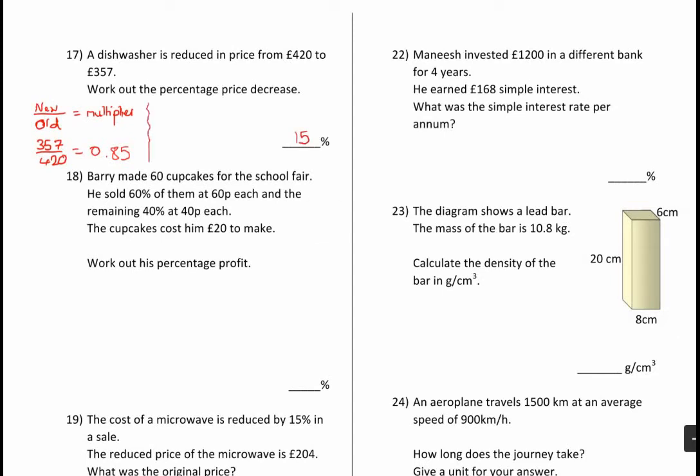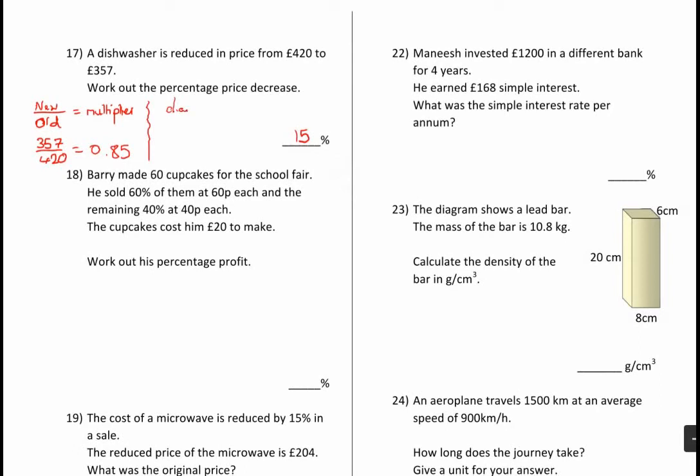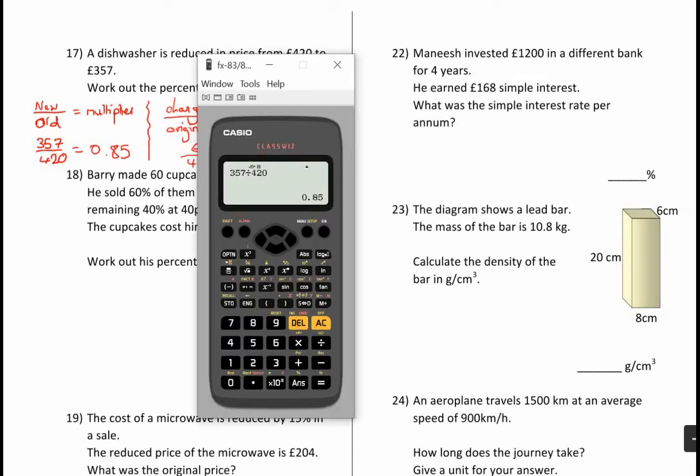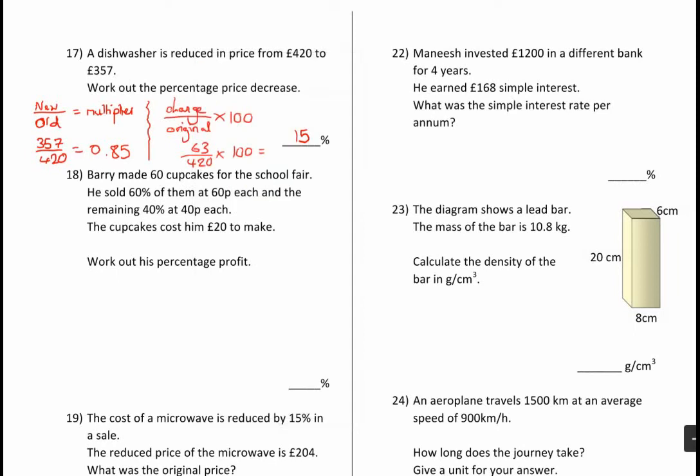The other way to do these questions is to actually figure out the change in price. So 420 minus 357 is £63. Let me just write down the method actually first. So change divided by original price times 100. So the decrease was 63, the original price is 420. Just check that gives us the same amount. Yeah, there you go.